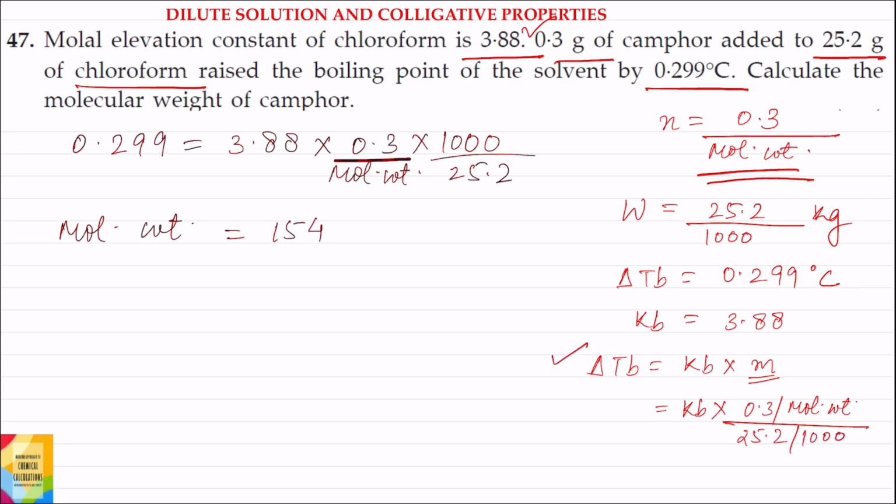Value of delta Tb is given, Kb is given. Putting the values we get this equation and solving we get the molecular weight of the solute as 154 gram per mole.